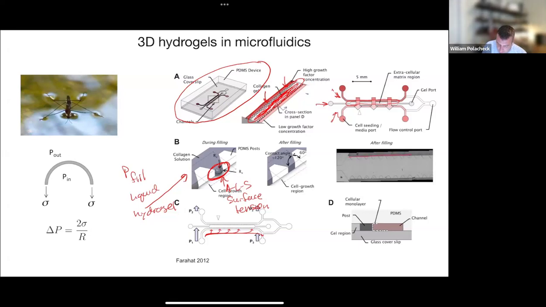So what I end up with is the hydrogel just in this region, and then I have flanking side regions that don't have hydrogels in them, and I can use that to set up molecular gradients or pressure gradients to look at the effects of different molecules on cellular processes within the hydrogel, etc.